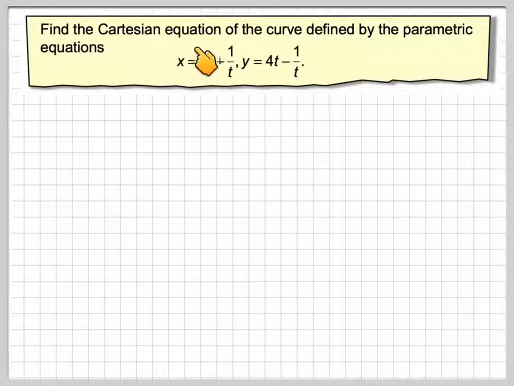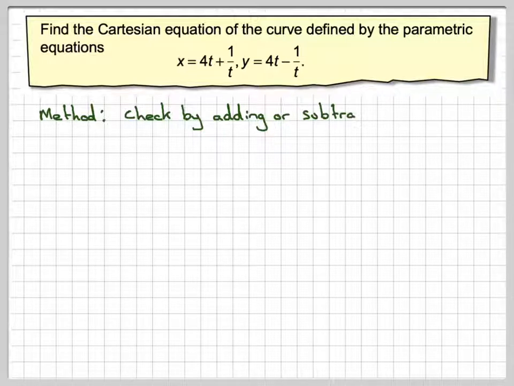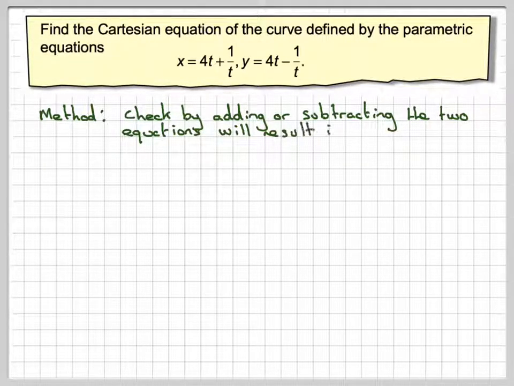Okay, find the Cartesian equation of the curve defined by the parametric equations x is equal to 4t plus 1 over t, and y is equal to 4t minus 1 over t. Now sometimes it's difficult to make t the subject, so you can actually try to add or subtract the two equations and result in t being the subject of another equation.